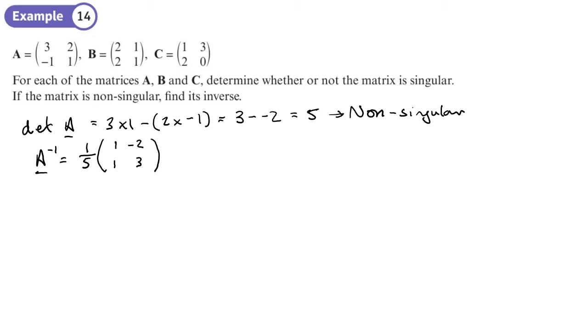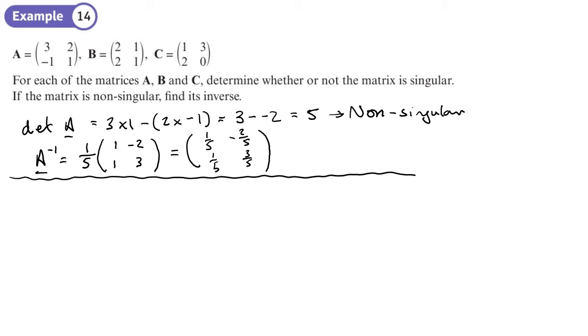Since that 1 over 5 is what we call a scalar, we can multiply everything in the matrix by that fifth and write our answer as 1/5, minus 2/5, a fifth, and then 3/5. Sometimes it's just neater to leave that scalar out the front, but you can write it in that form and multiply everything by a fifth. So that's the first one.